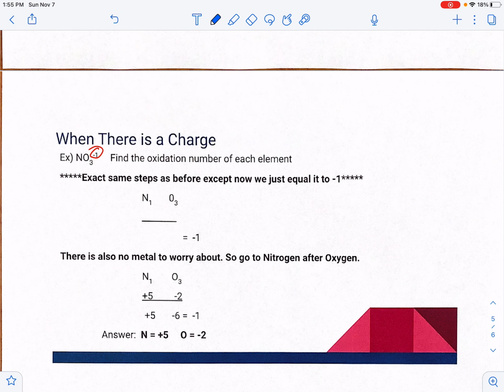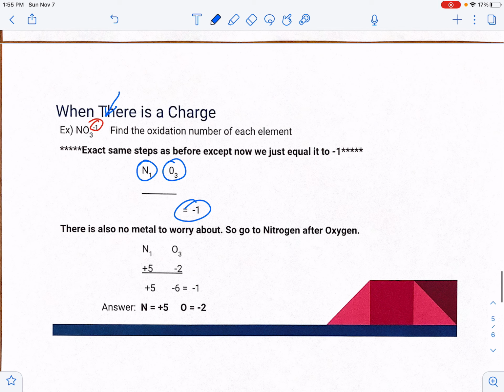So let's look. I have NO3 with a -1. My first step is to figure out how many I have. I have 1 nitrogen and I have 3 oxygens. And then my total is going to equal -1. Again, if you don't see anything here, that's when it equals 0. But if you do see something, that's when you're going to set it equal to that charge. Now, my next step, I'm going to write it out here, in case you want to see it. I have N1, O3, my sum line, and then I know it's going to equal -1.